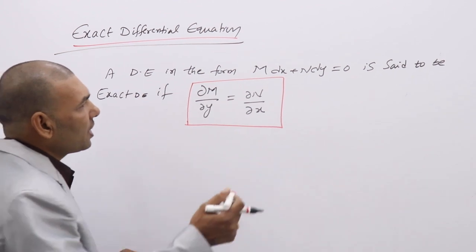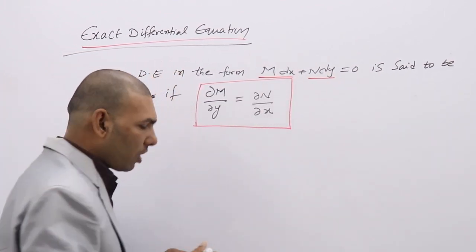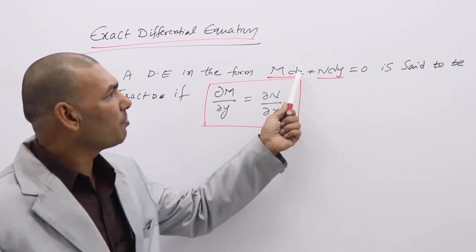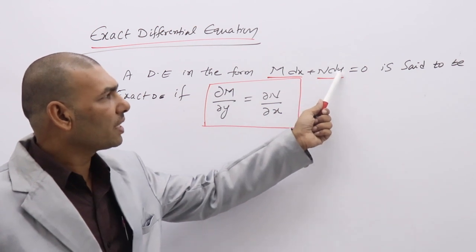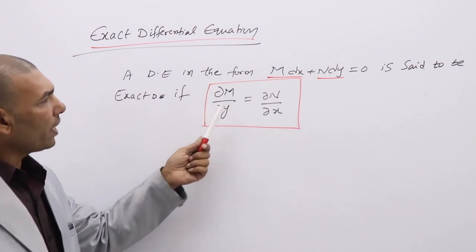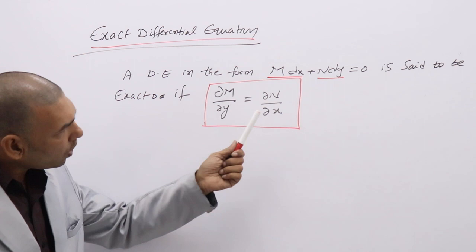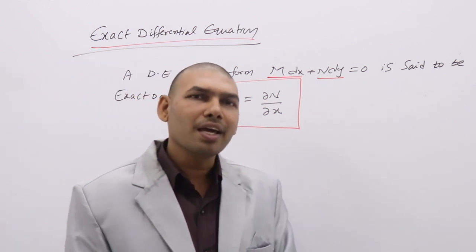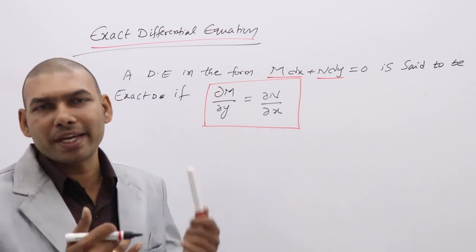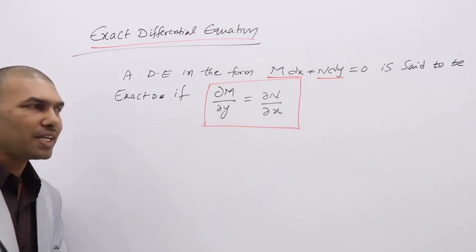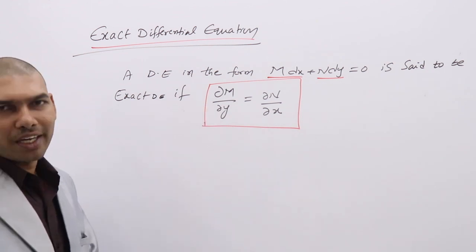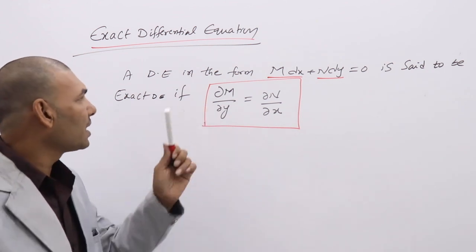Whenever you have a differential equation in the M dx plus N dy form, first write M and N. Capital M is the dx coefficient, capital N is the dy coefficient. Find M and N, and find ∂M/∂y and ∂N/∂x. If these two are equal, then the DE is in exact form. If they are not equal, then reduce it to exact if possible. That also we'll discuss. Whenever ∂M/∂y equals ∂N/∂x, then the given ordinary differential equation of first order and first degree is exact.